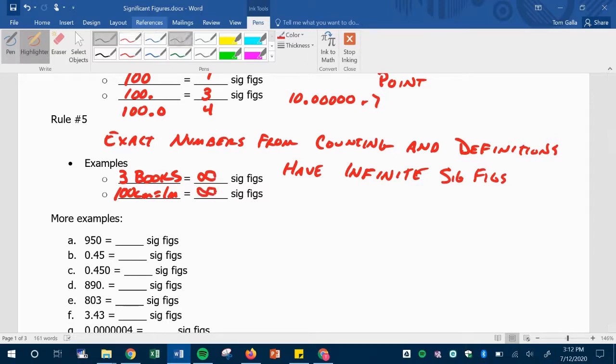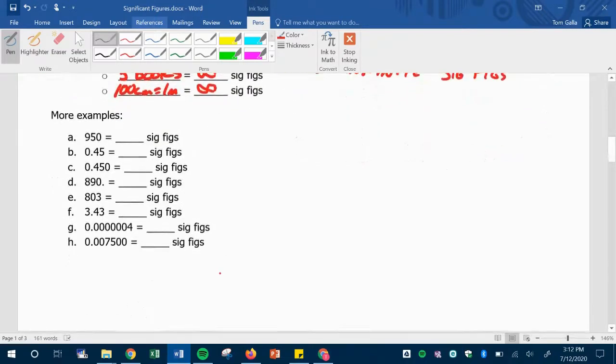Now, this rule 5 here, this really applies more to calculations than it does to counting sig figs, just so you guys know. And so when we talk about calculating with sig figs tomorrow, then this rule 5 will play a much bigger role. Otherwise, let's look at some examples of how we determine sig figs for our numbers here. So go ahead, think about our first couple.